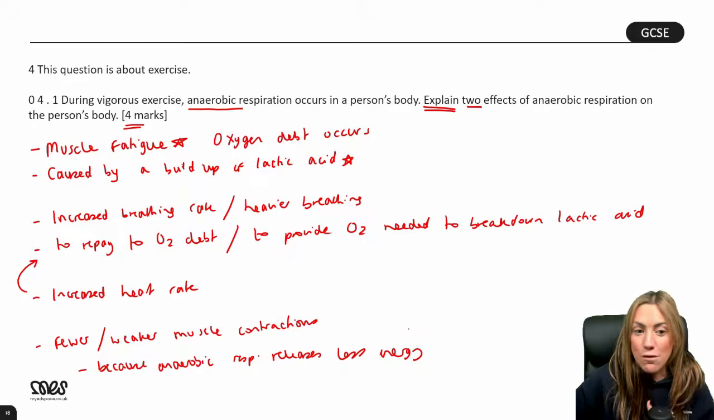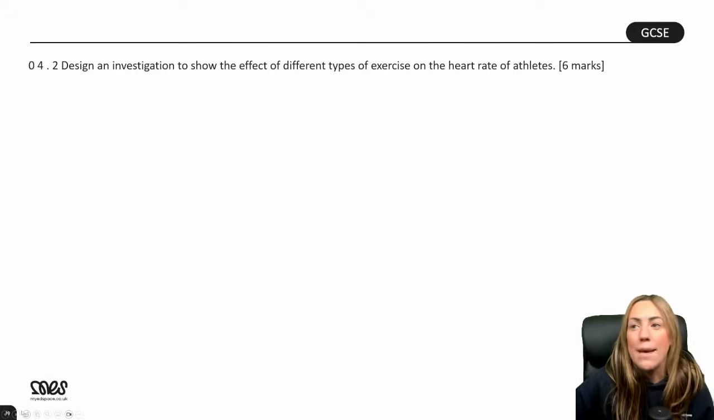Now, you didn't need all 4 of these. You needed 2 effects with 2 reasons, but they will be marked in pairs. So you can't mix and match. You have to match the correct reason to the right effect. Okay, part 2.